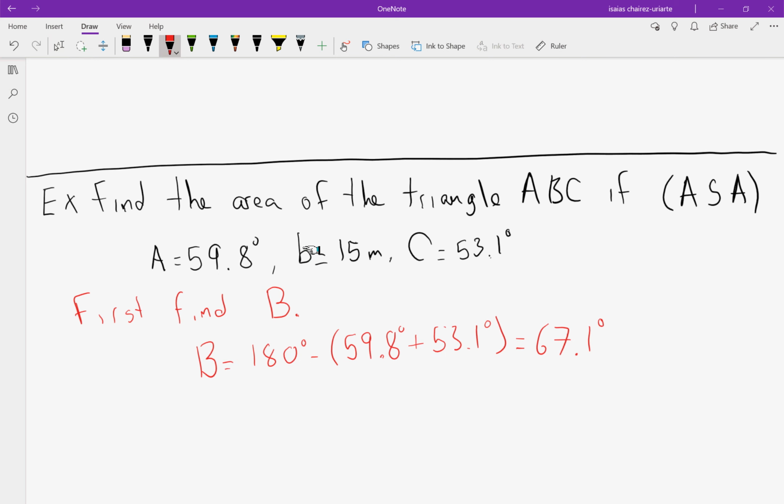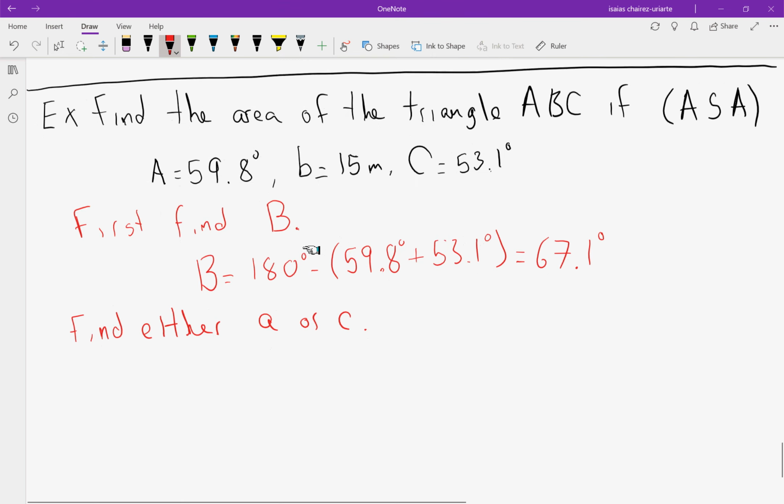Well, definitely we need to find either A or C. Yeah, I mean that's what's going to happen. Which one would make more sense? I mean, what's more straightforward, I guess? I don't think it matters in this case. If you find C, then you're gonna have to use B and C because you already know side length C. Or if you, I don't know, I guess let's just choose one. Let's find A.